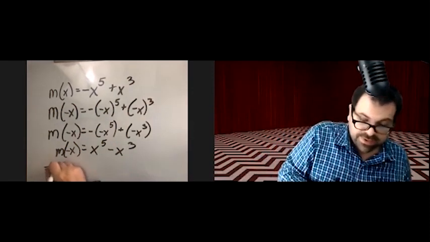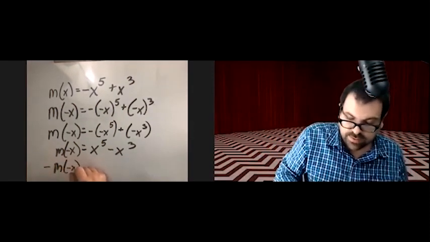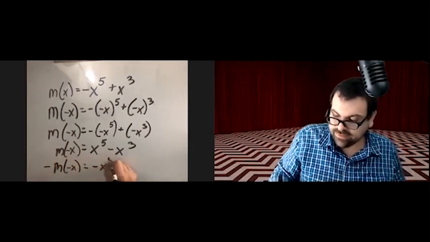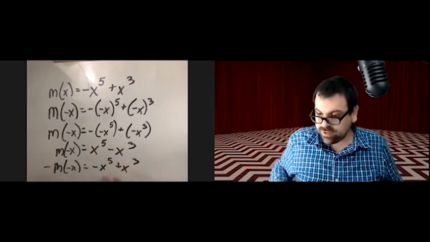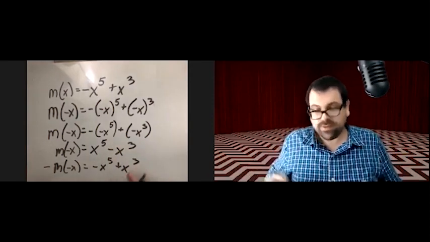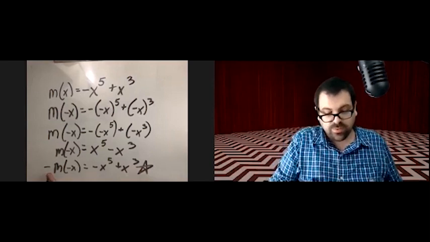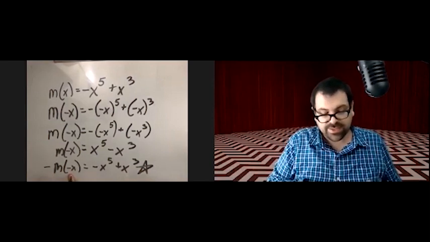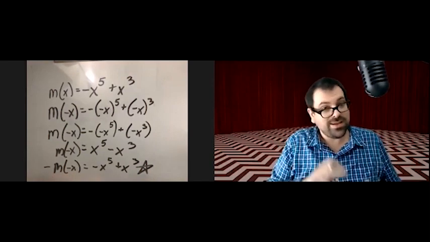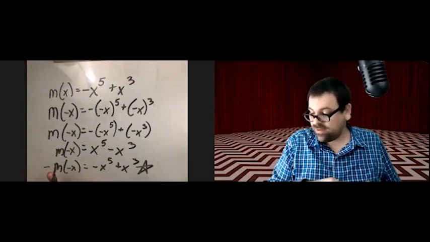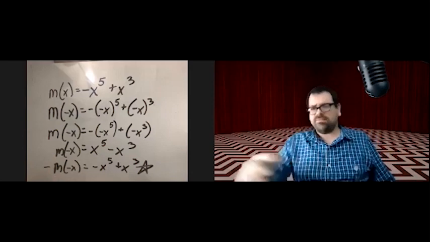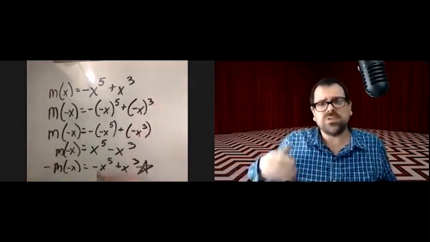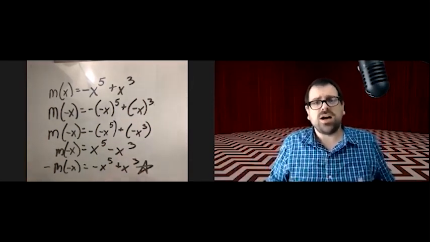But if I take the opposite, it's negative x to the 5th, positive x cubed. That is the original. The original is the opposite of the x and the opposite of the y. Origin symmetry. Odd function. I like that method. That's clean. Takes us through even, gets us to odd if we need it.